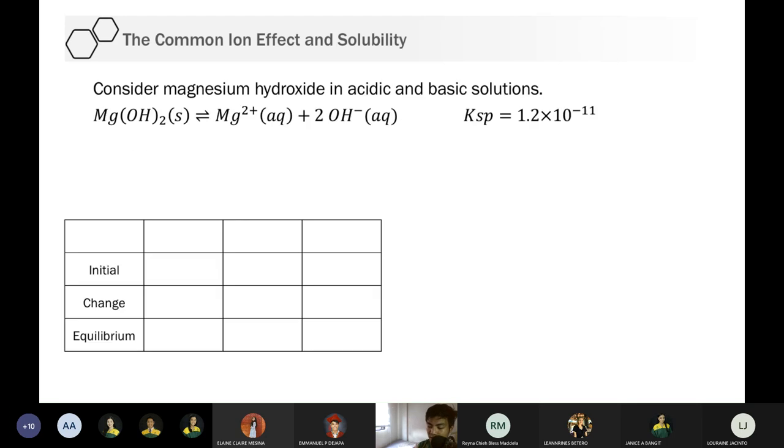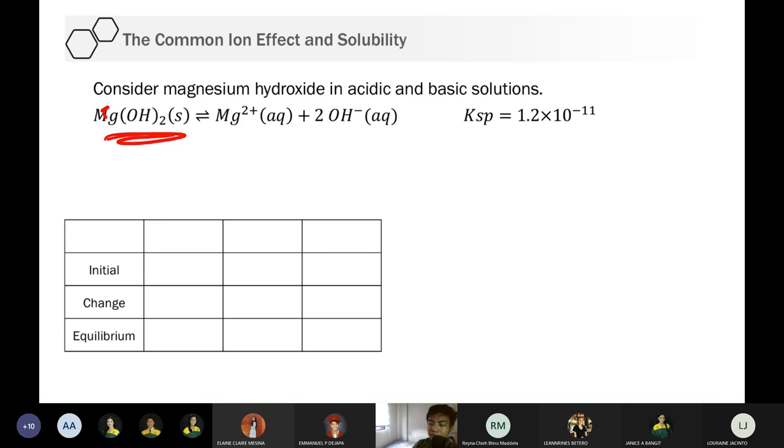Okay, so let's have this example. Consider magnesium hydroxide in acidic and basic solutions. Alamin natin, saan siya mas soluble? Since we know magnesium hydroxide is basic, kasi may OH yan, so it will be more soluble in acidic solution. Okay? It will be more soluble in acidic solution.